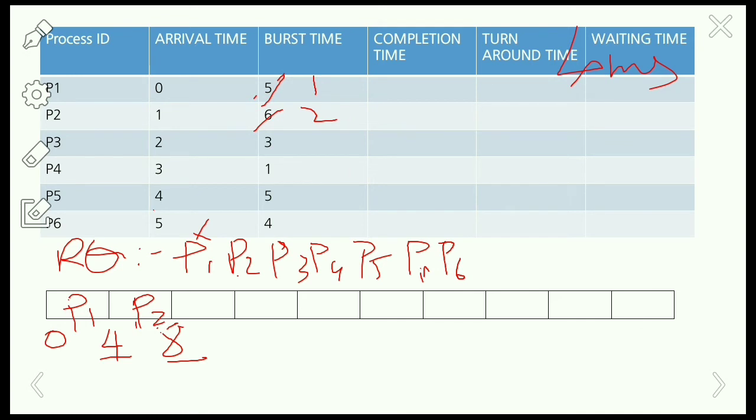Okay, so P6 is available at the ready queue. Here P2 has finished the execution for 4 minutes of time, so it will be placed in the tail of the ready queue.